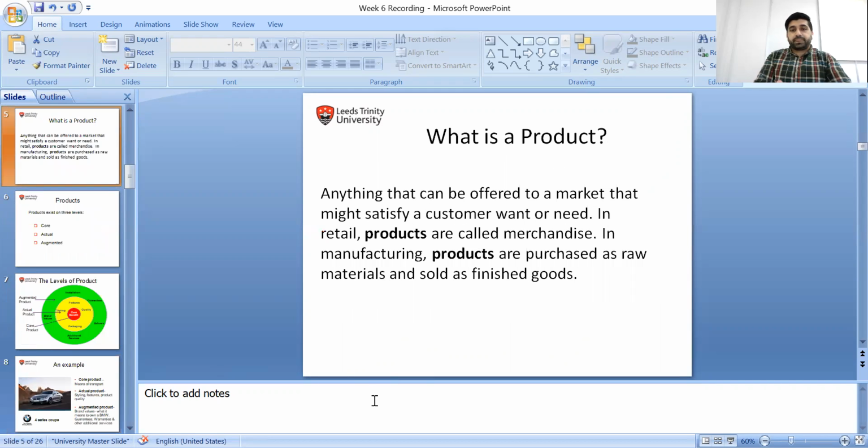So first of all, let's talk about the product. A product is anything that can be offered to a market that might satisfy a customer want or need. In retail, products are called merchandise. In manufacturing, products are purchased as raw material and sold as finished goods.